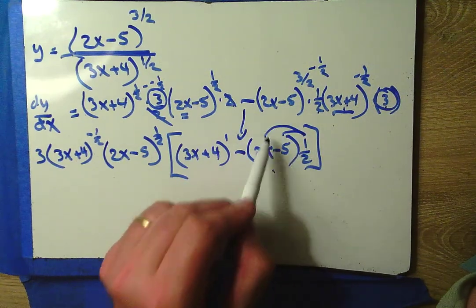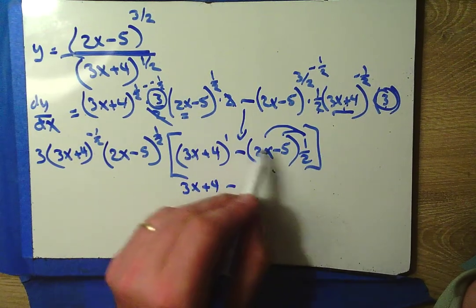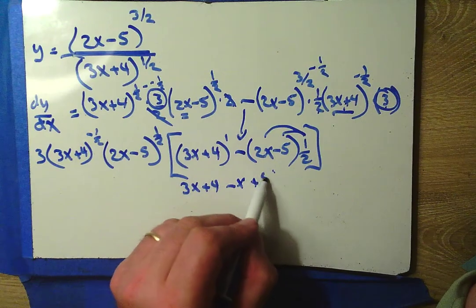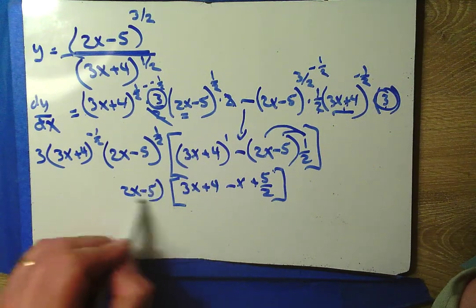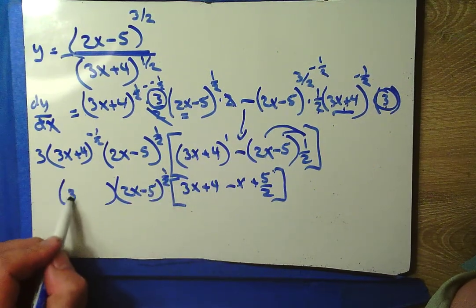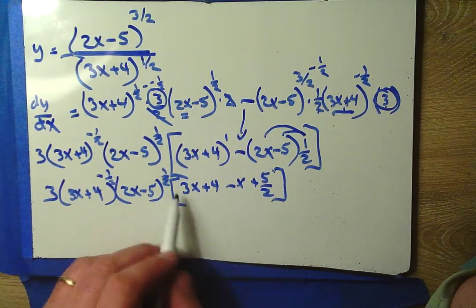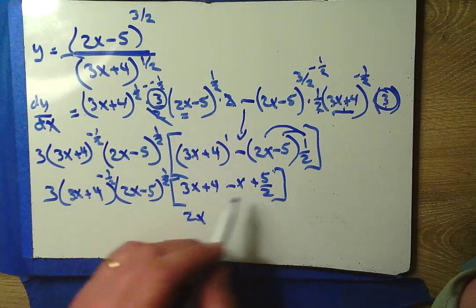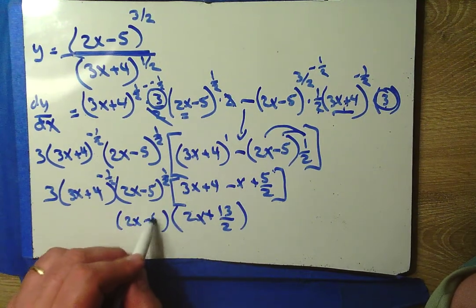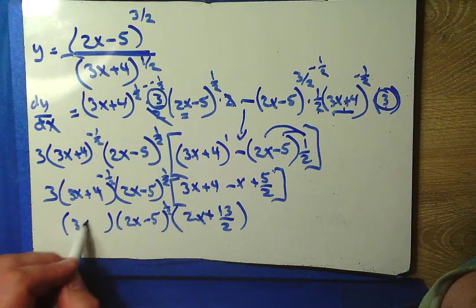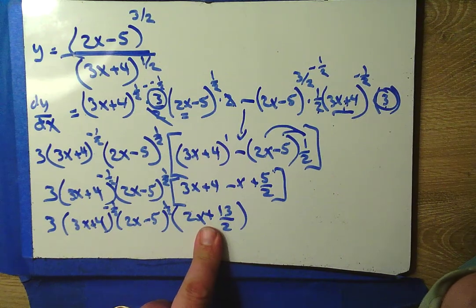So let's distribute that 1/2 and combine like terms in here. We'll have 3x plus 4 minus x, a minus is plus 5/2, times that (2x minus 5) to the 1/2 and that (3x plus 4) to the -1/2. So here we've got 2x, 8/2 plus 5/2 is 13/2, times (2x minus 5) to the 1/2, (3x plus 4) to the -1/2, and a 3. You could factor a 1/2 out here if you wanted.